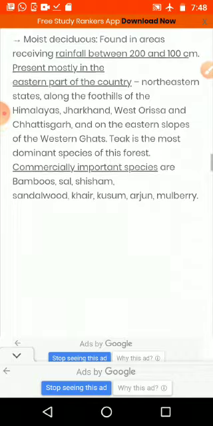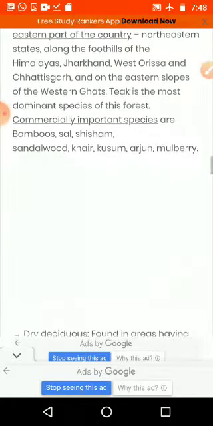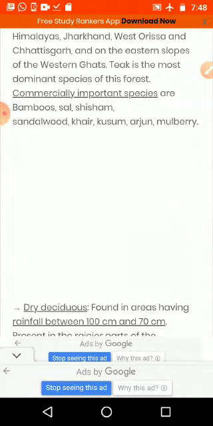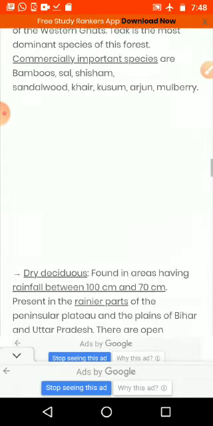Teak is the most dominant species of this forest. Commercially important species are bamboo, sal, shisham, sandalwood, kher, kusum, arjun, mulberry, etc.